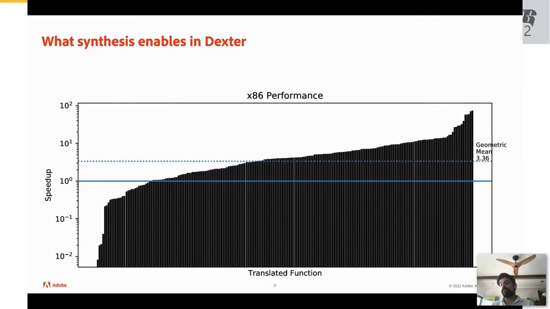Something like 70% of the translated functions were faster than the original ones. There were some that were slower for various reasons. Some of these were glorified versions of memcopy, so really we should just be using memcopy in some of those cases. Others that were slower just had complex indexing arithmetic that we could probably do a better job of translating. But the geometric mean of speedup here is 3.36.